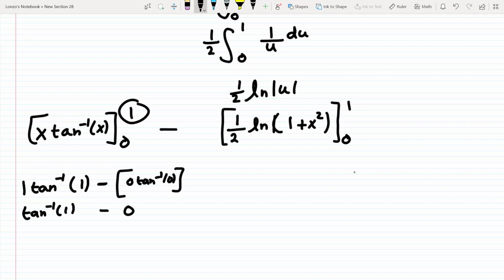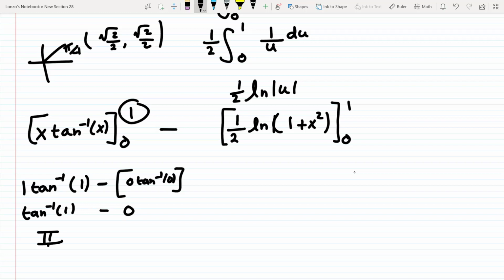What is tan inverse of 1? What they're asking is, what angle in radians gives you a tangent of positive 1? That would be pi over 4. Remember, tangent is y over x, and the coordinates at pi over 4 are radical 2 over 2, radical 2 over 2, so that would be pi over 4 minus 0.